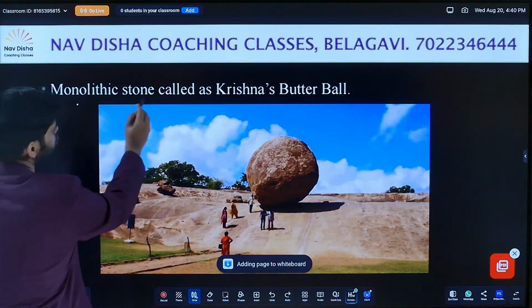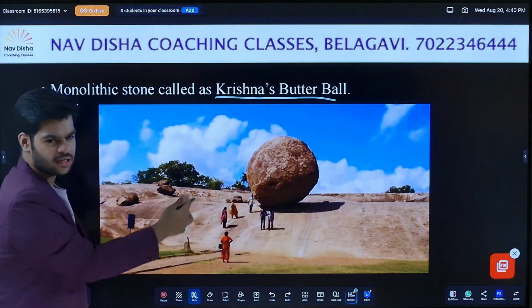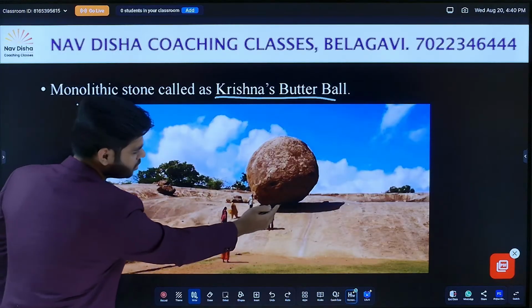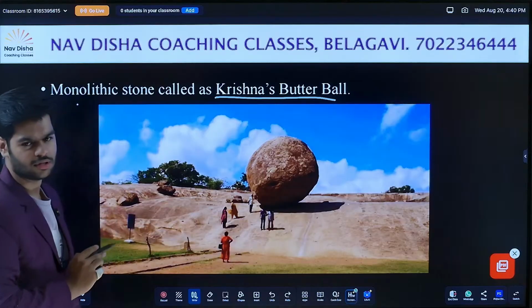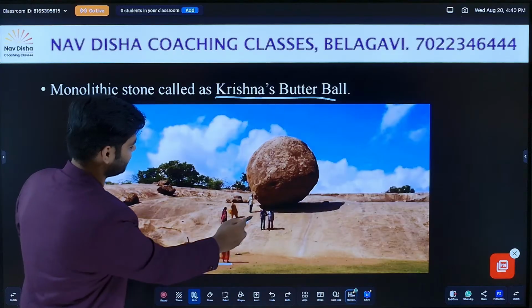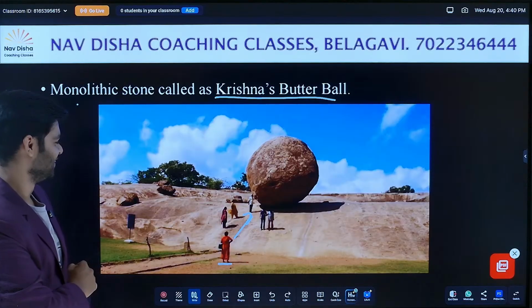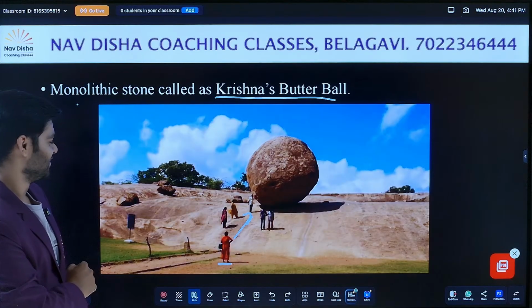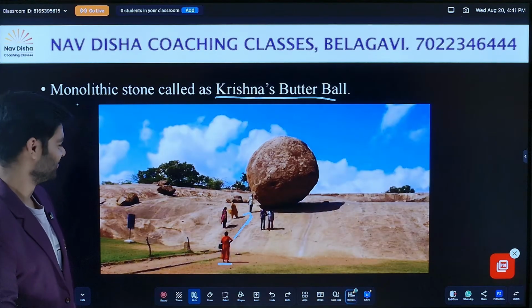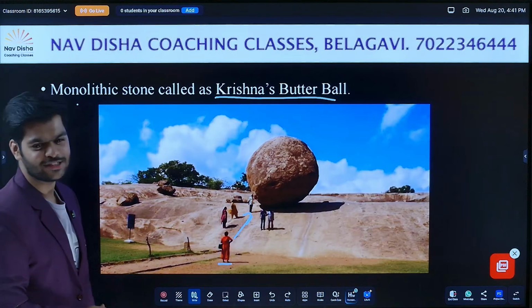Next, monolithic stone called as Krishna's butter ball. So he has made one stone like this. It doesn't fall. Understood? We do not know if it is joint or something like that, but it doesn't fall. You see, tourists, she is watching. It will fall or no. She is the proof that it is not falling. She is enjoying the view.